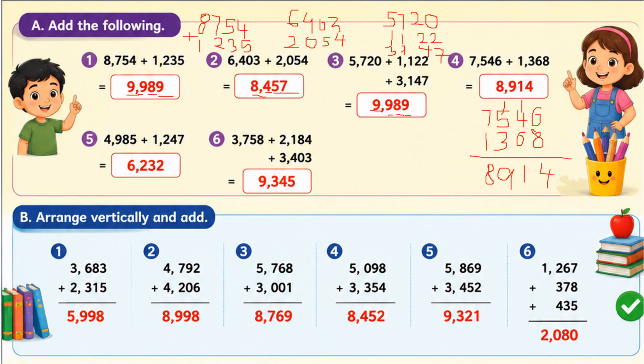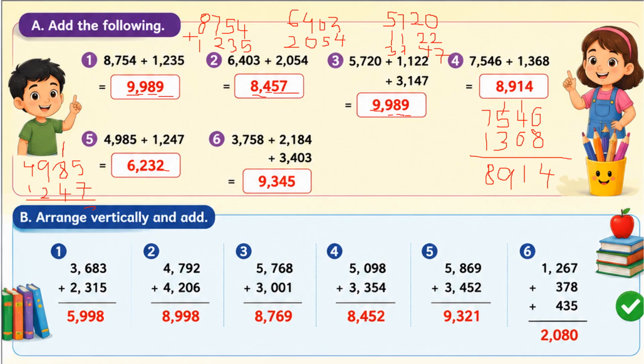Okay, next up we have 4,985 plus 1,247. Let's add that. 7 plus 5, 7, 8, 9, 10, 11, 12. So we keep 2 here, 2 is here, and we carry forward 1.